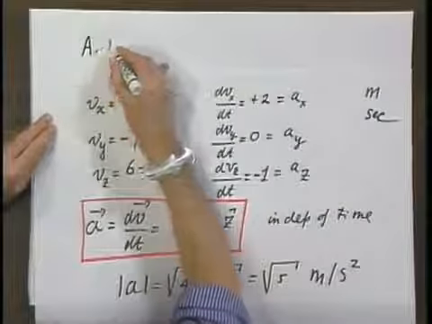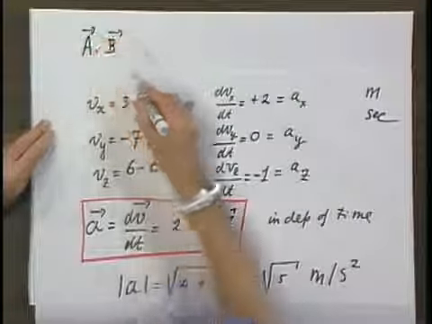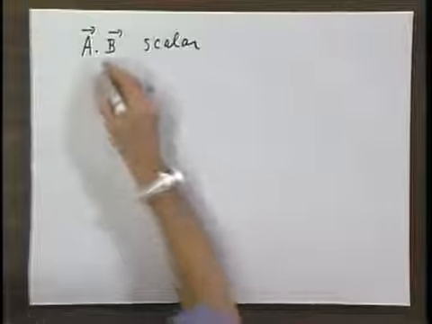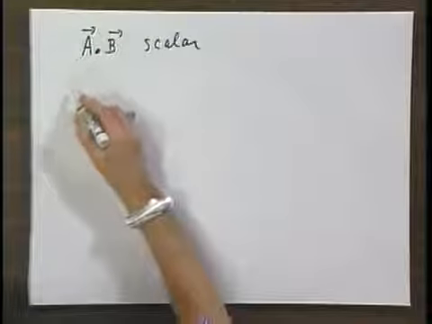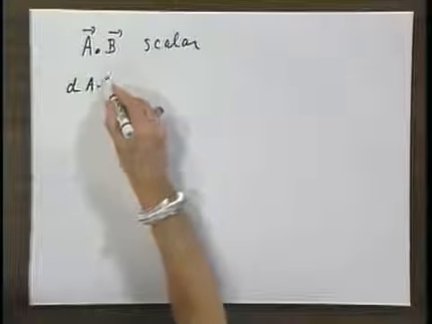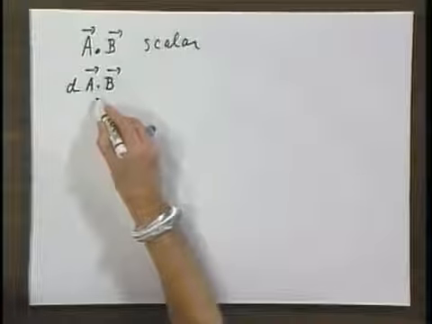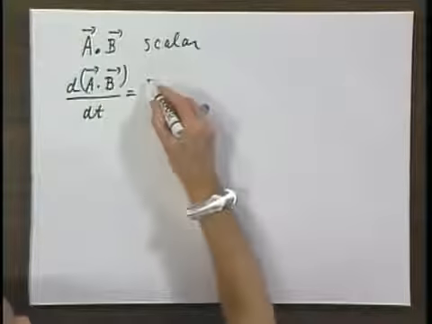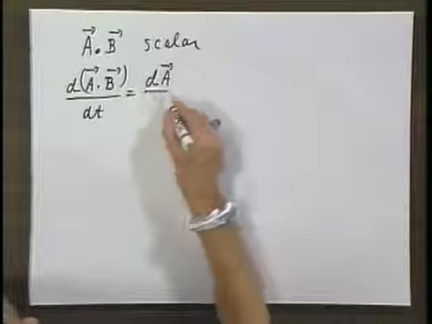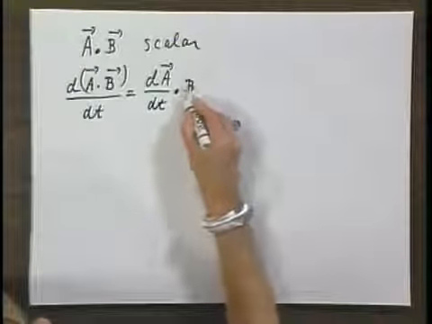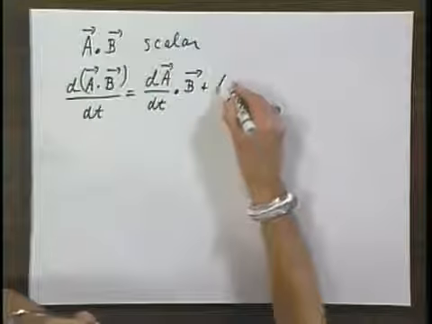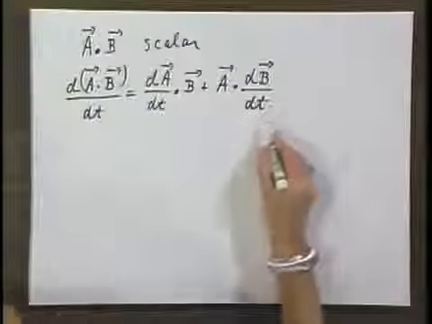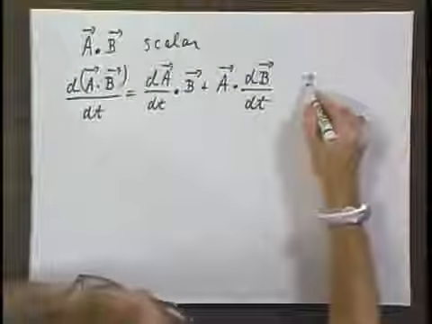A dot B is a scalar. If I take the time derivative of A dot B, then I apply the chain rule, that is dA/dt dot B plus A dot dB/dt. This is a scalar.